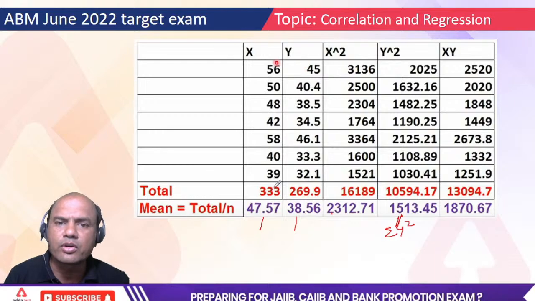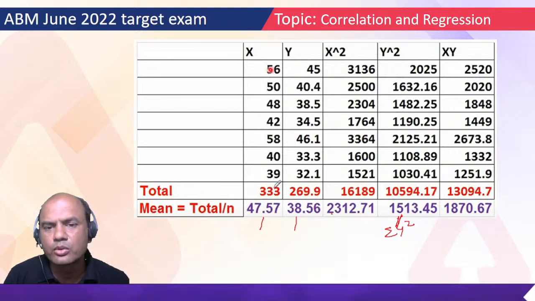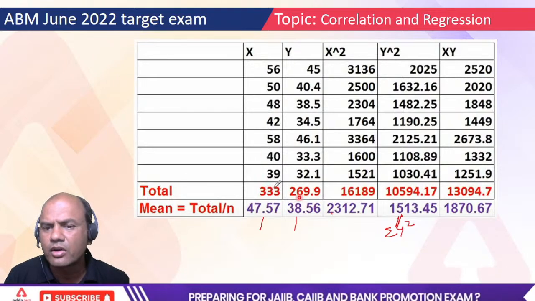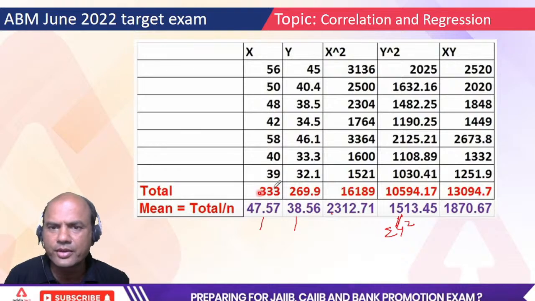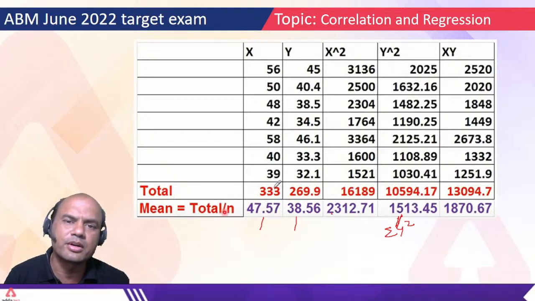Once you have found all of x, y, x square, y square and xy, find the total. In total, do the addition of all of these, all of them. Once you do the addition, next is what? Immediately find the average. Average means what?